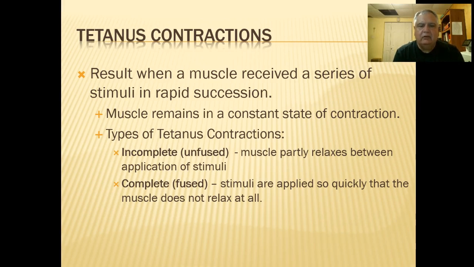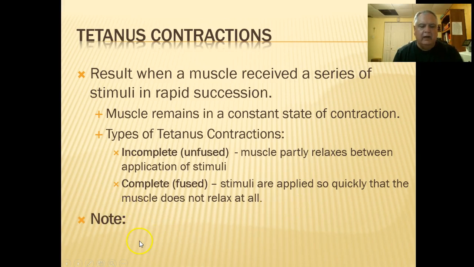The other type of tetanus contraction is called a complete or fused contraction. Complete or fused tetanus contractions occur when the stimuli are applied so quickly that the muscle doesn't really have any chance of a relaxation phase at all. As soon as it hits that relative refractory period, boom, we're stimulating it again, and it stays in a constant state of contraction.